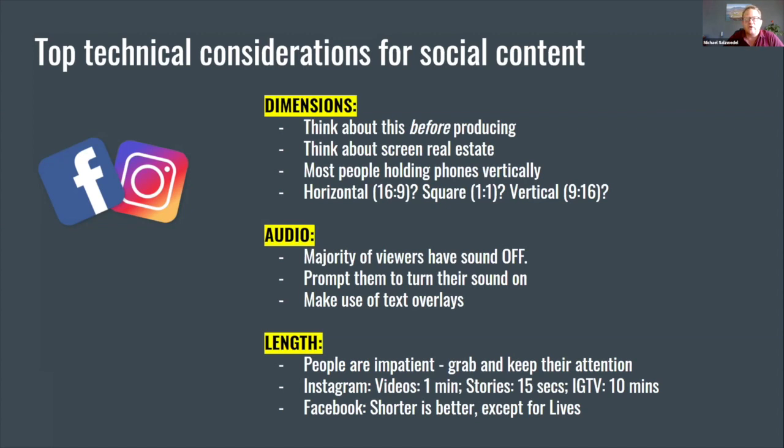If your content is horizontal, but they're holding their phone vertically, your video is only going to take up a very small proportion of that screen real estate, and it won't be as appealing, and it'll be harder for them to read the text, harder for them to see faces and so forth. So think about screen real estate. With square, you're always going to get about 66% of the real estate, regardless of which way someone holds their phone. So that's a good compromise, but it's not great.